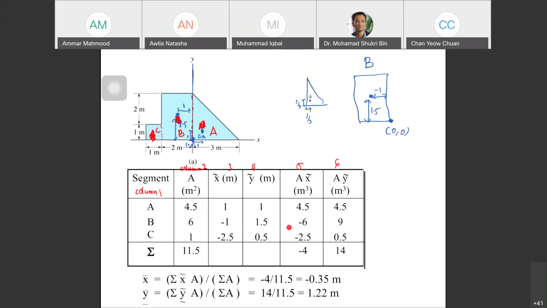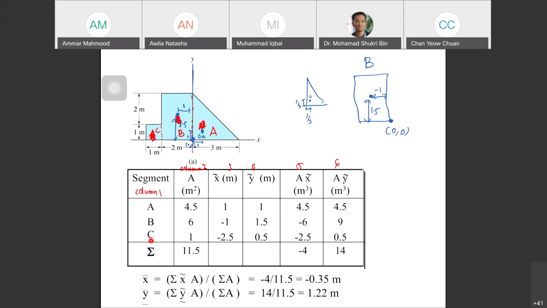So AX is simply 6 times -1. You have -6. And AY is 6 times 1.5, you got 9. So when you multiply, don't forget to also put the minus. All right.